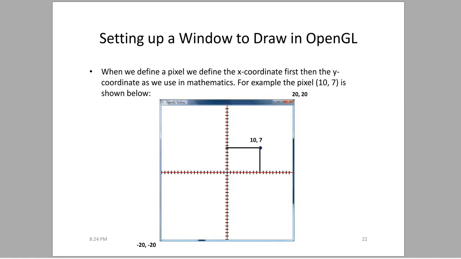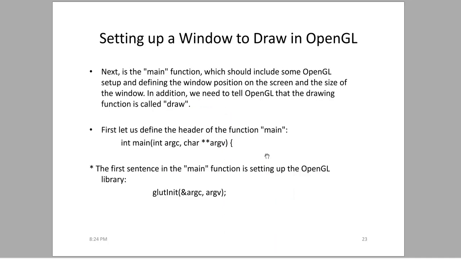There is an example of 10 7. On the x-axis we go 10 points, on the y-axis we have 7 points, so this point is at 10 7. Now once we have the window, which is used for drawing, we will draw in another function, and we start with the main.